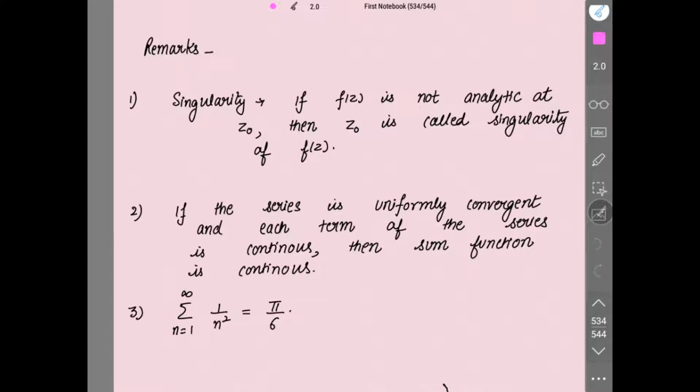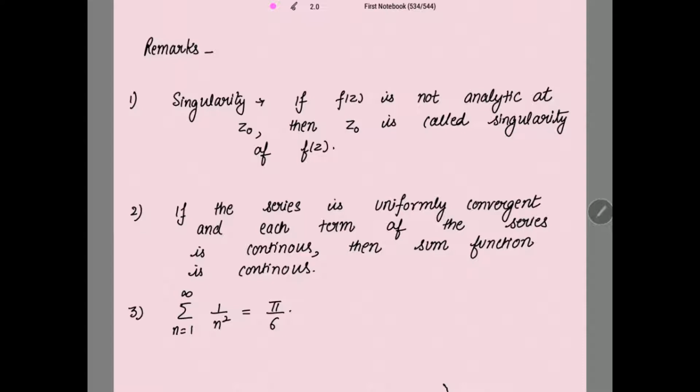So the first one is singularity. What do you mean by singularity? If f(z) is not analytic at z0, then z0 is called a singularity of f(z). So the points where the function is not analytic are called the singularities of f(z).